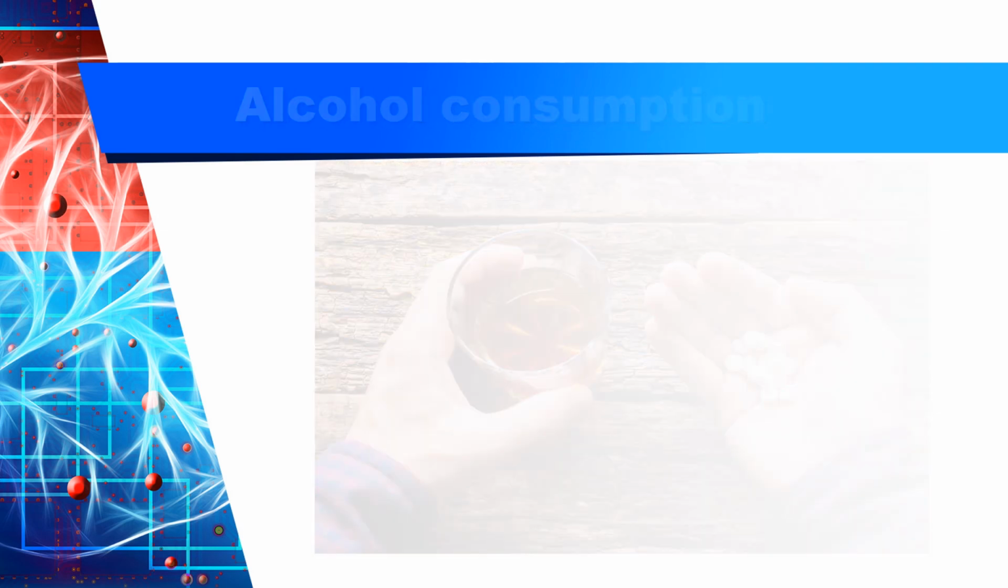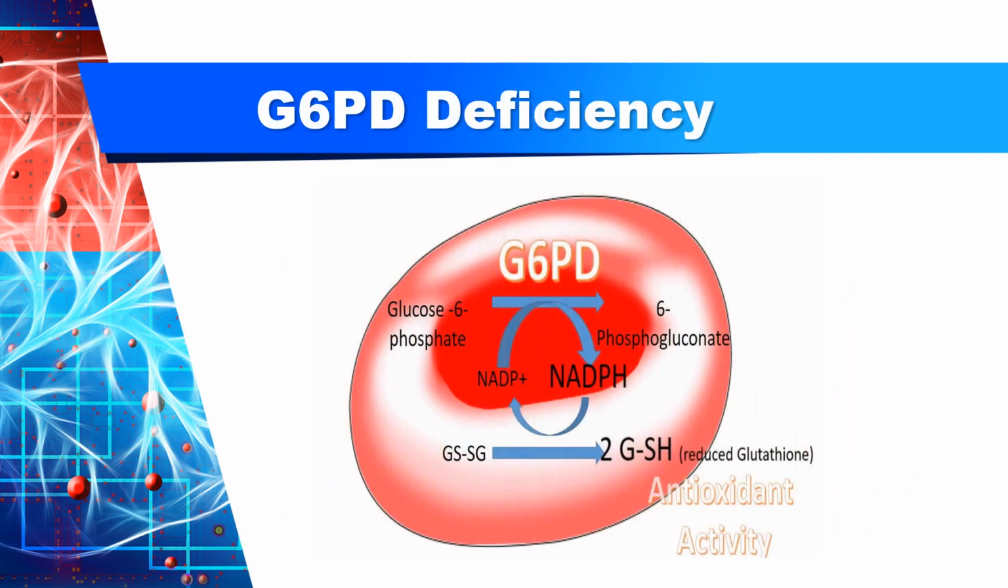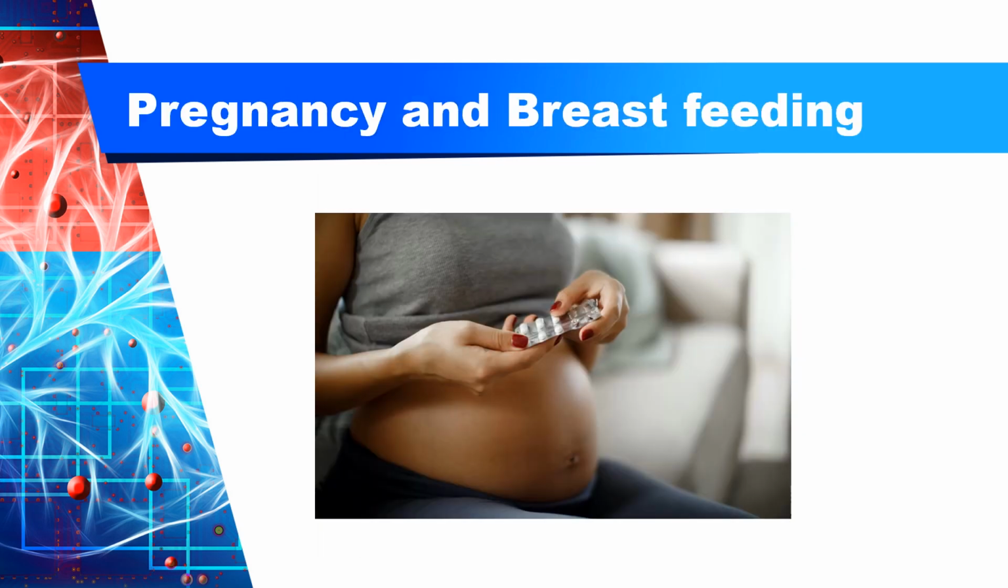Allergic reactions. Individuals with known allergy or hypersensitivity to paracetamol should avoid its use. Paracetamol may cause hemolysis in individuals with glucose-6-phosphate dehydrogenase deficiency. Though paracetamol is considered a safe drug and can be given to pregnant women, prolonged use or high doses of paracetamol should be avoided, especially in the first trimester.